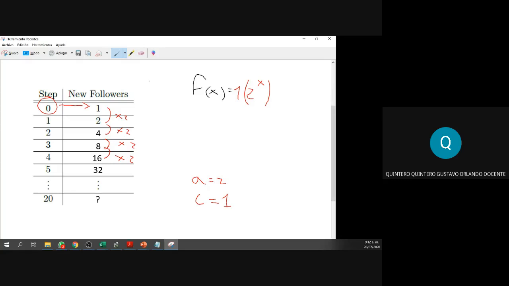Of course, we can delete this and just leave it as 2 to the x, because we have 1 times anything. It doesn't matter. So this is the function here. All right. Again, guys, I'm going to ask you to do this with and without a calculator. So this is how you find it. Find the value of the growth factor and then the initial value.